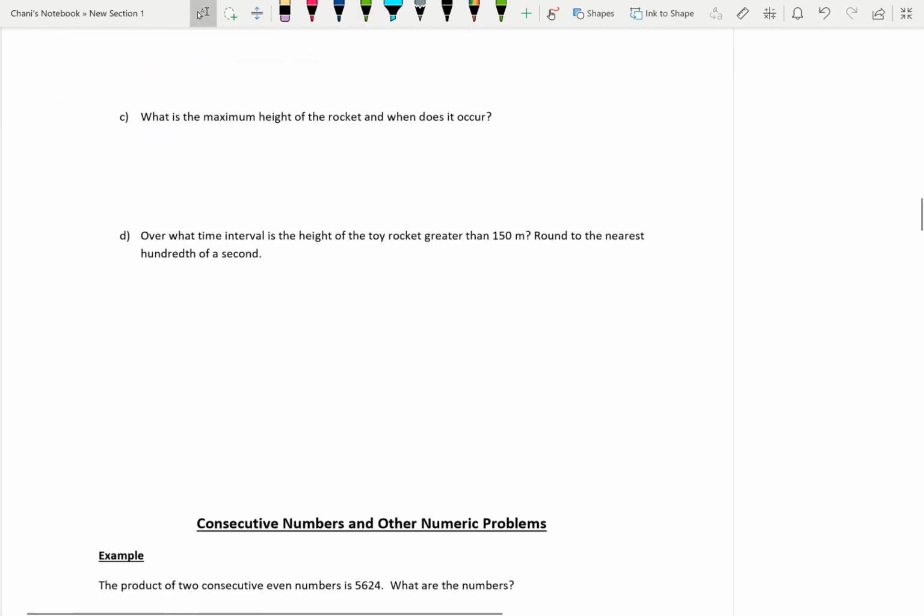Okay. What is the maximum height of the rocket and when does it occur? So the max of 186.5 meters occurs at 6.12 seconds.